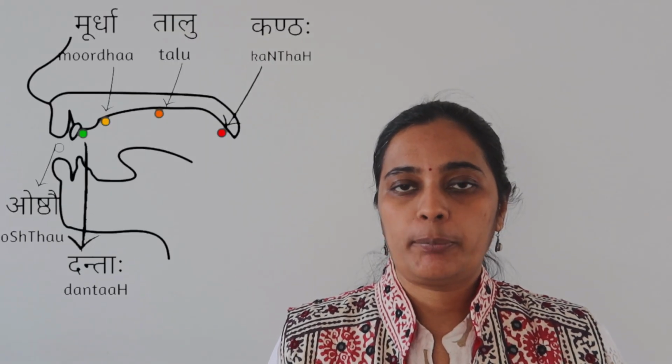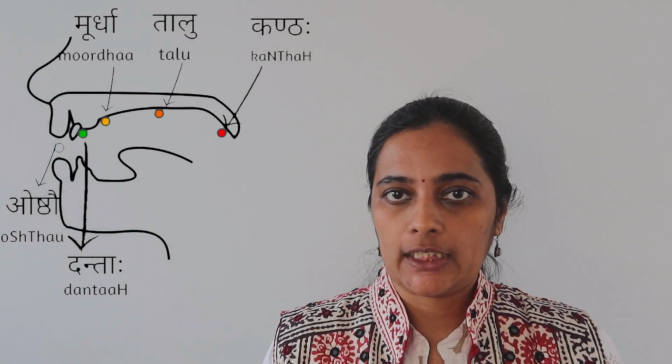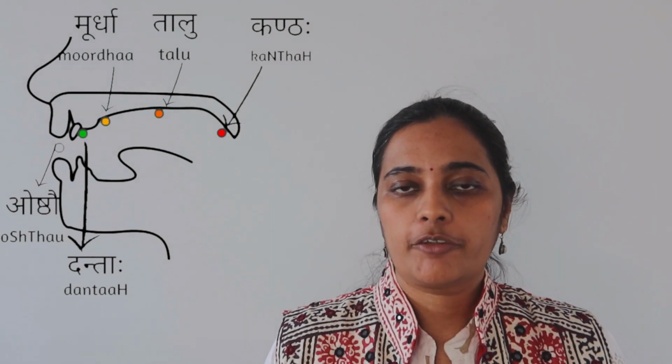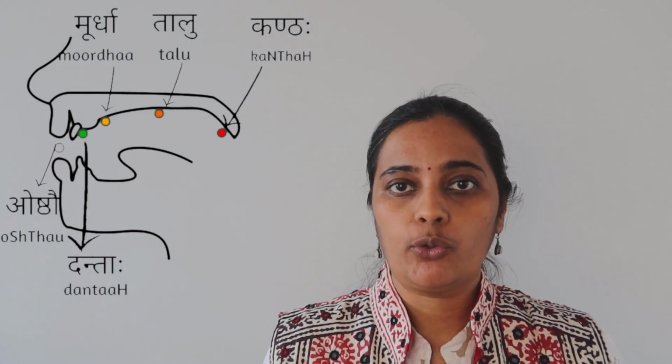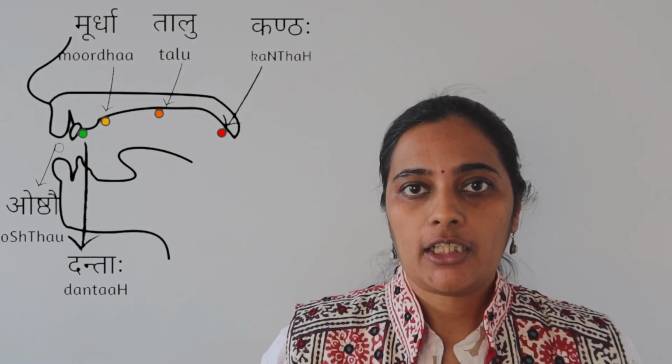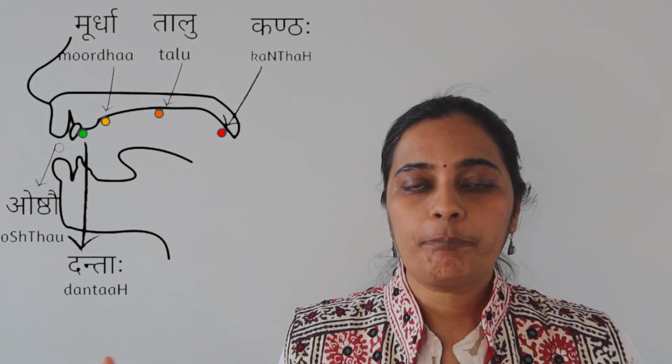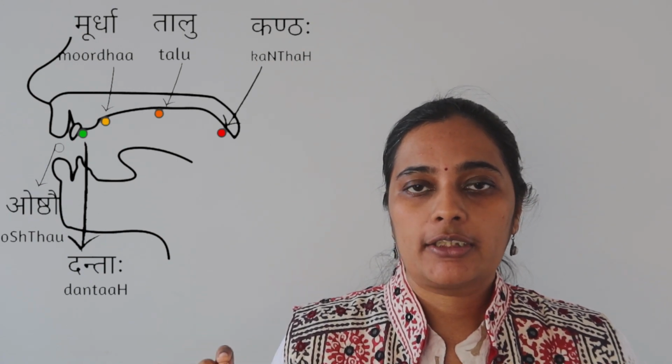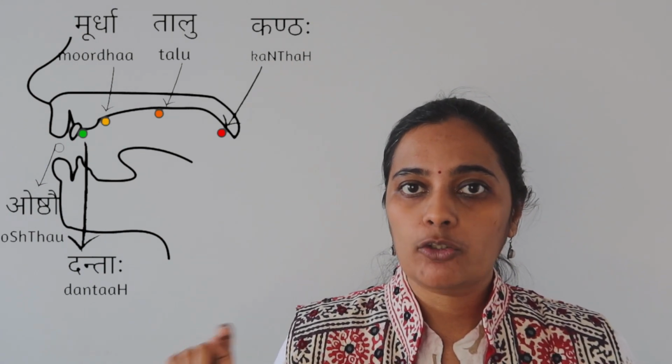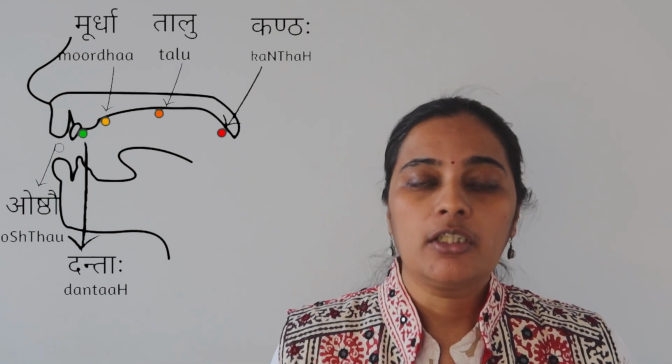This sh is called talavya shakaraha because it is produced from the talu region. We had already seen all these places, these ucharana sthanas, but if you have not seen that, please do watch that video. Just to give more clarity, I'll again show the diagram. In this diagram, the dot marked in orange color indicates the talu region, which is the hard palate region. So this sh comes from this region. This region is involved in producing the sound sh.